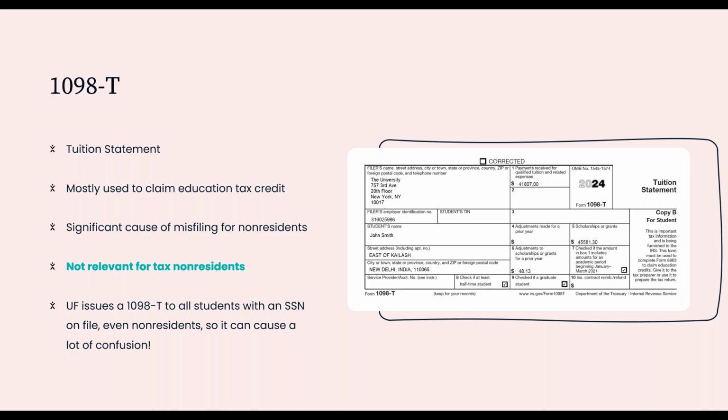So if you've received Form 1098T and you're non-resident, just put it away somewhere safe for your own records. You're not going to need it when it comes to filing your non-resident tax return. This would only be applicable if you were considered resident for tax purposes. So as a non-resident, put that away somewhere safe. You will not need it when it comes to filing your non-resident tax return.